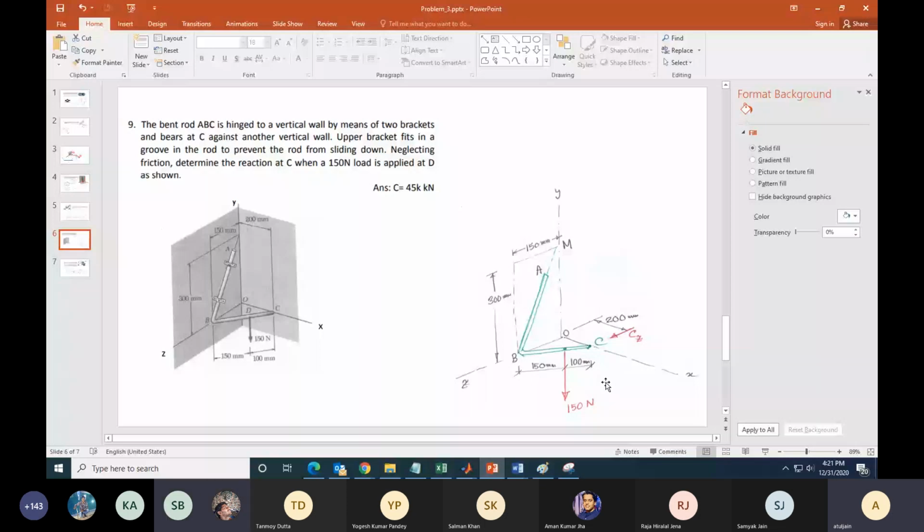Moment about zero. Moment about AB. Correct. So to take the moment about AB, I can't see the slide.